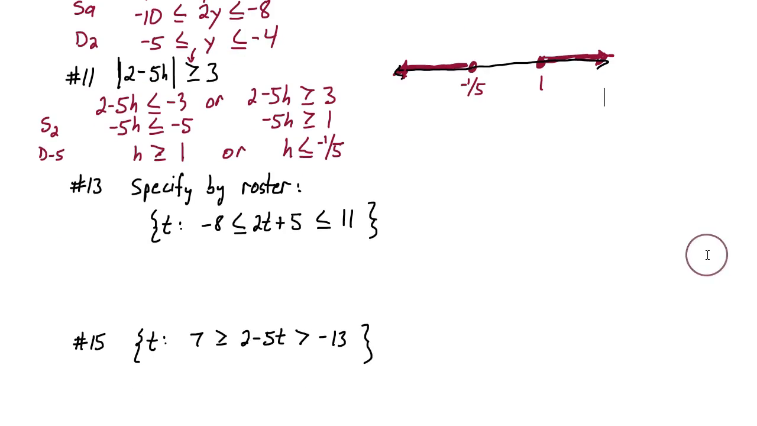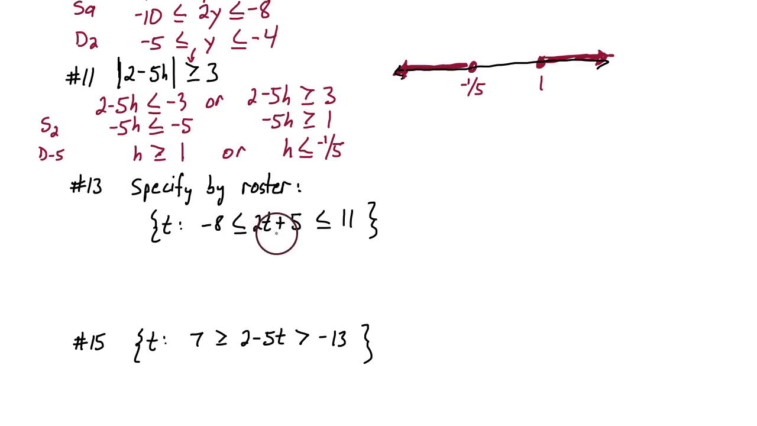Number 13 changes the directions. We're asked to specify by roster, that is to list out all the solutions. We want to find solutions for the variable t such that these conditions are met. So just focus on this statement and solve it.